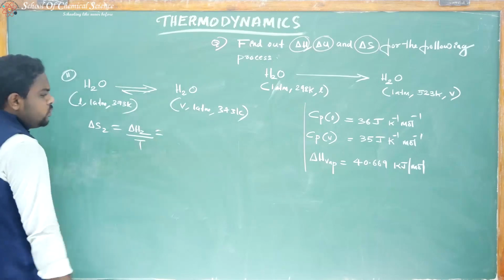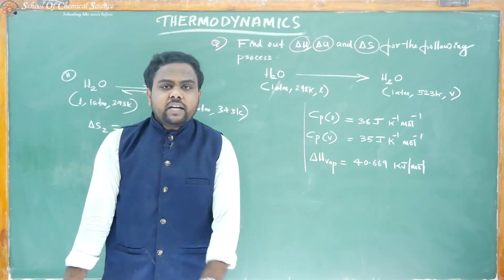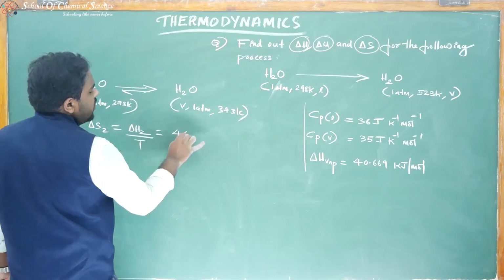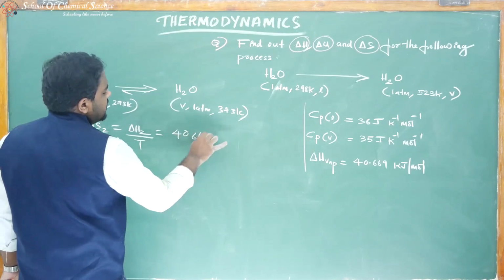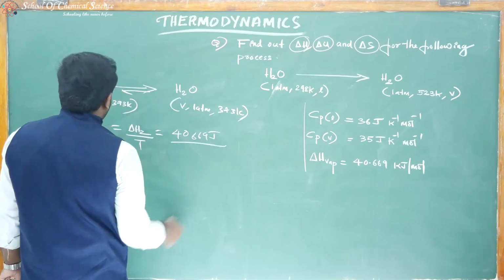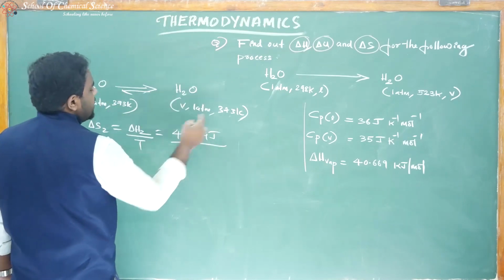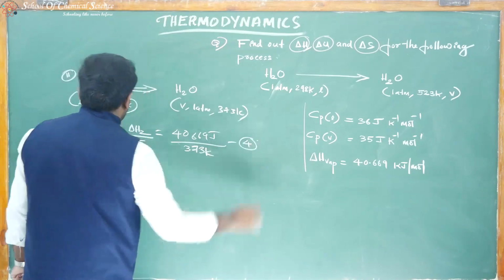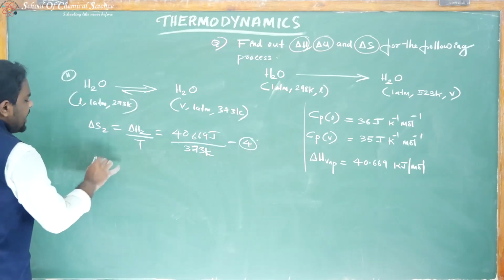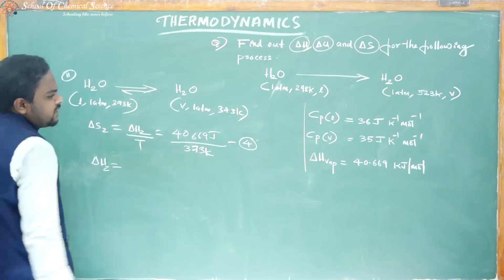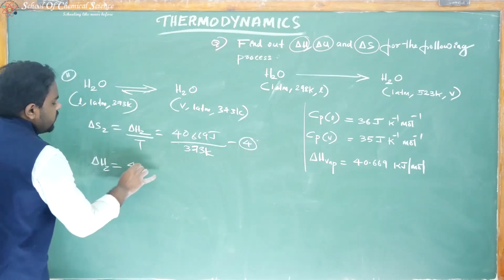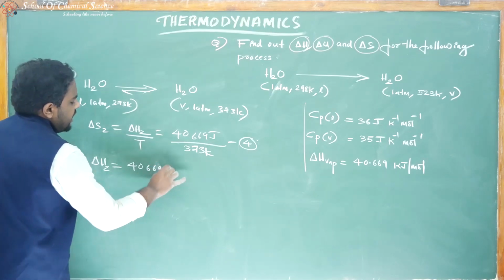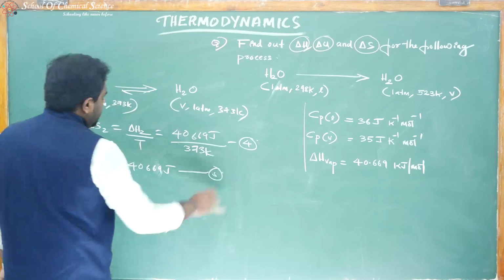This delta H2, enthalpy of vaporization, is given in the question, that is equal to 40.669 kilojoule, converting into joule, 40669 joule divided by temperature. Temperature is 373 Kelvin. This is equation number 4. So delta H2 is directly given in the question, enthalpy of vaporization, 40669 joule, equation number 5.